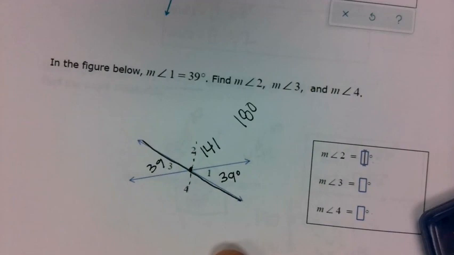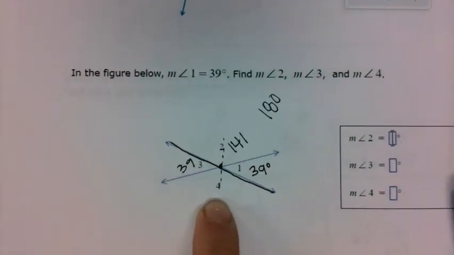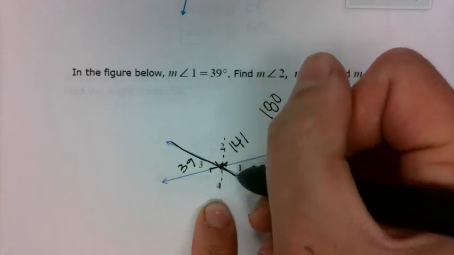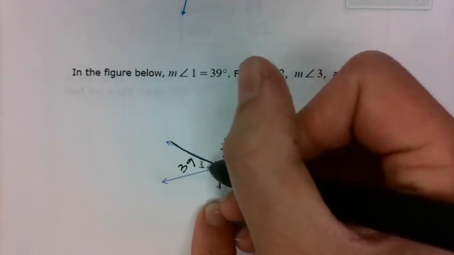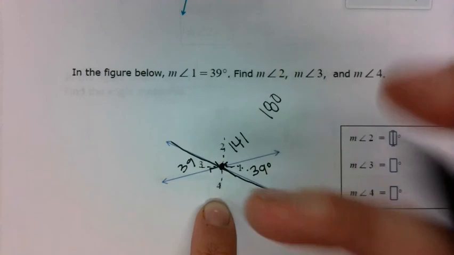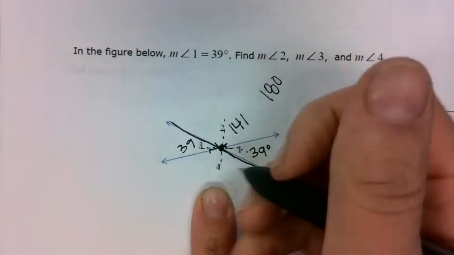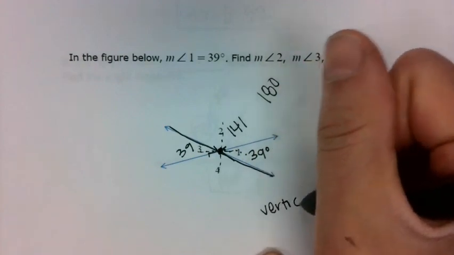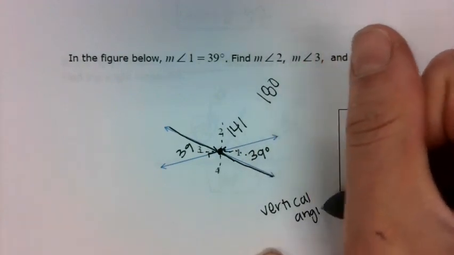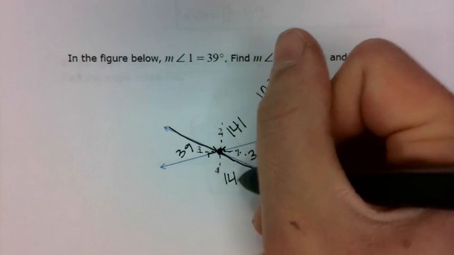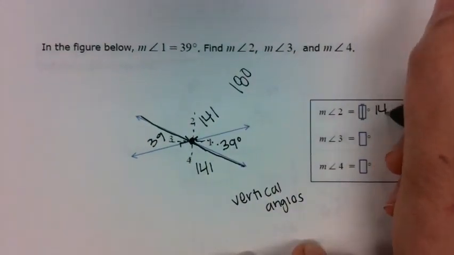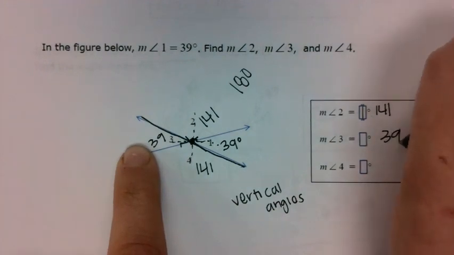Now I could probably do something similar to find angle 4, except I notice that angle 2 and angle 4 share only that vertex. If I were to fold it on this line, they would land exactly on each other. So angle 4, and we're going to keep using that vocabulary, vertical angles, is also 141. So let's list these out. Angle 2 was 141, angle 3 was 39, and angle 4 was 141.